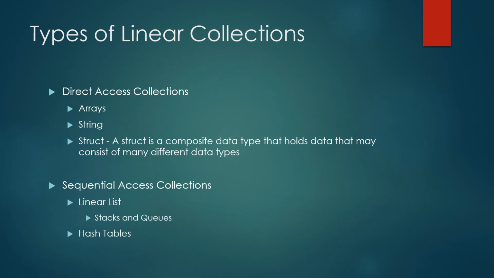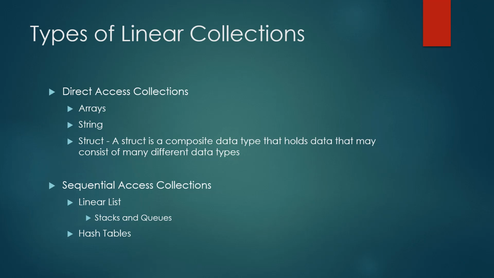Now the last category of linear collections are indexed collections. The first of these is called a hash table, and that's what we will be covering in upcoming lectures. Hash tables store a set of data values associated with a key. In a hash table, a special function called a hash function takes one data value, called a key, and transforms it into an integer index that is used to retrieve the data. The index is then used to access the data record associated with the key.